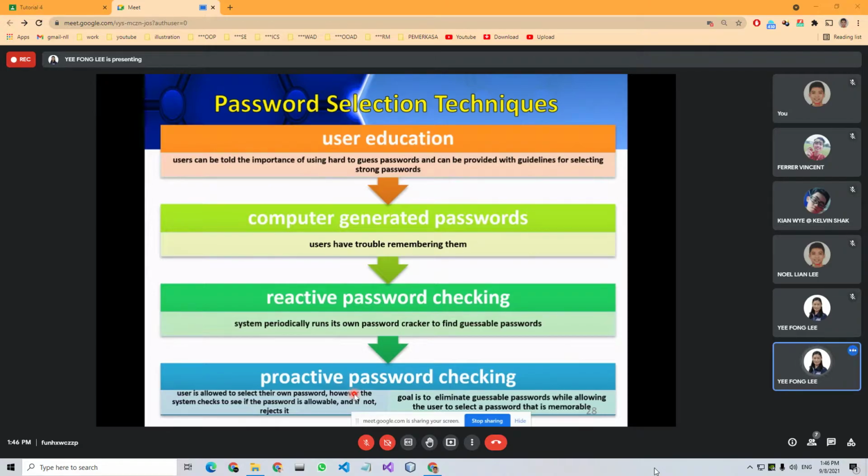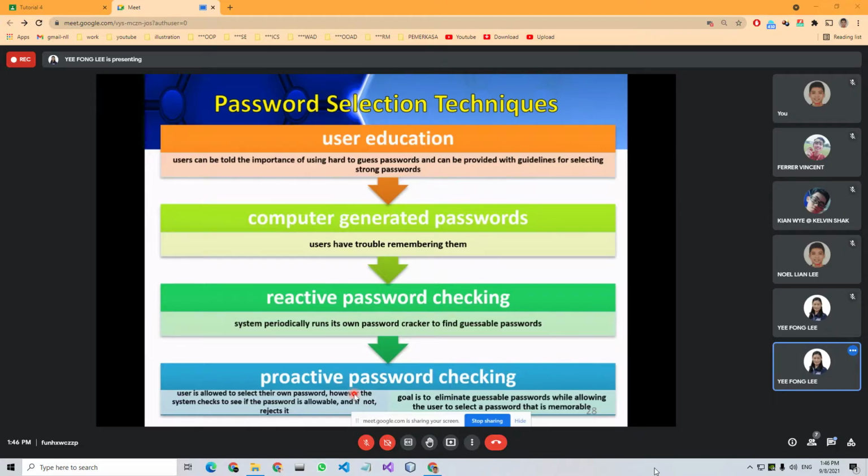Computer-generated passwords could also be a problem if the passwords are too random, too odd. The user might have difficulty remembering them, even though the password is pronounceable. It could be difficult for the user to remember.